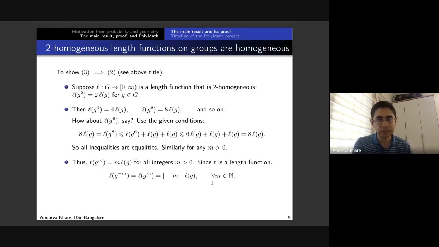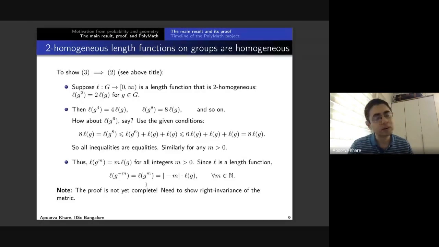Is this clear? If I know that the length of g squared is twice the length of g, then from that alone, I can deduce this for every integer power of g. Okay, so that implies this thing. The proof is not yet complete because we need to show the right invariance of the metric, but that I already worked out on the board. So that slide I'm going to skip in a moment.